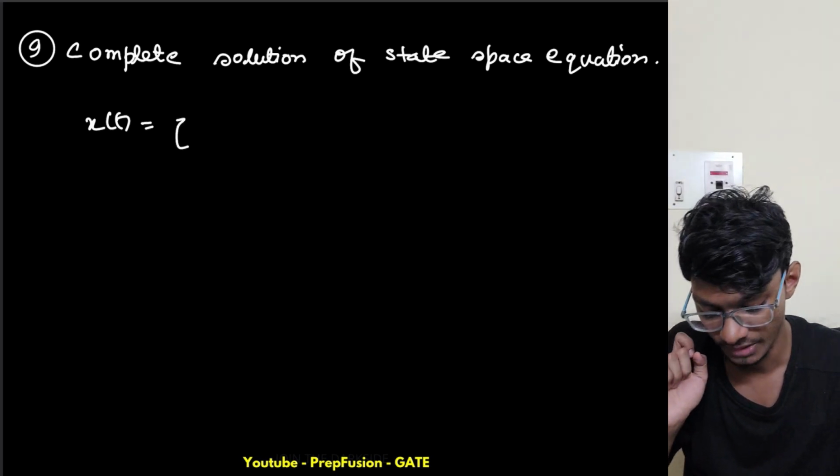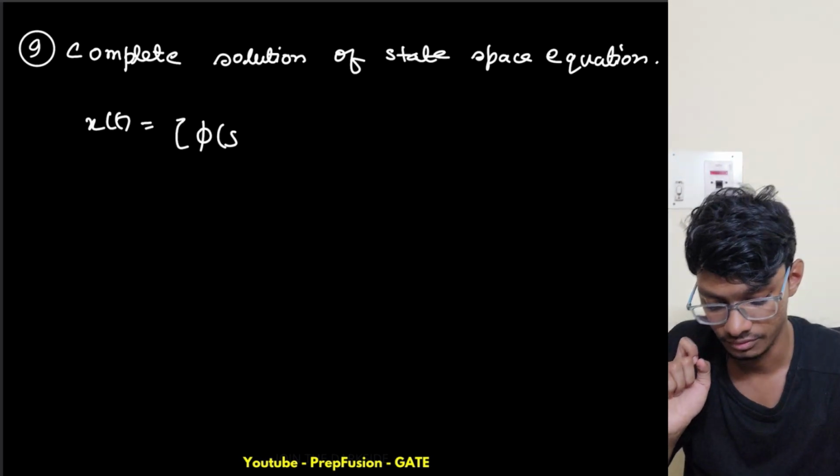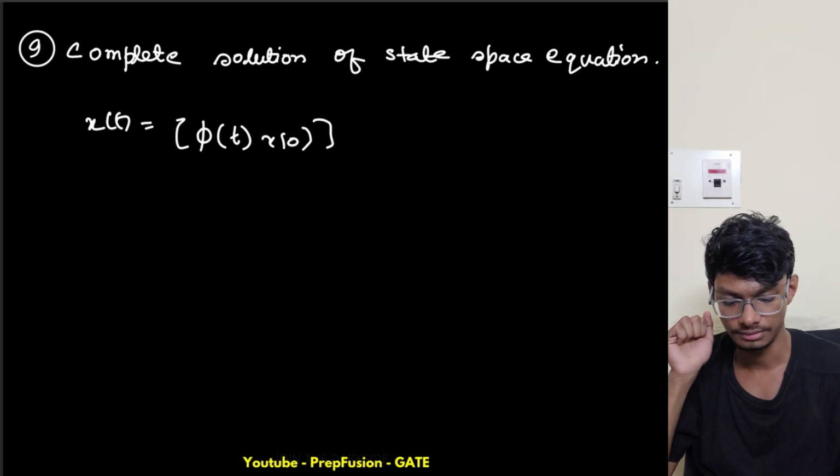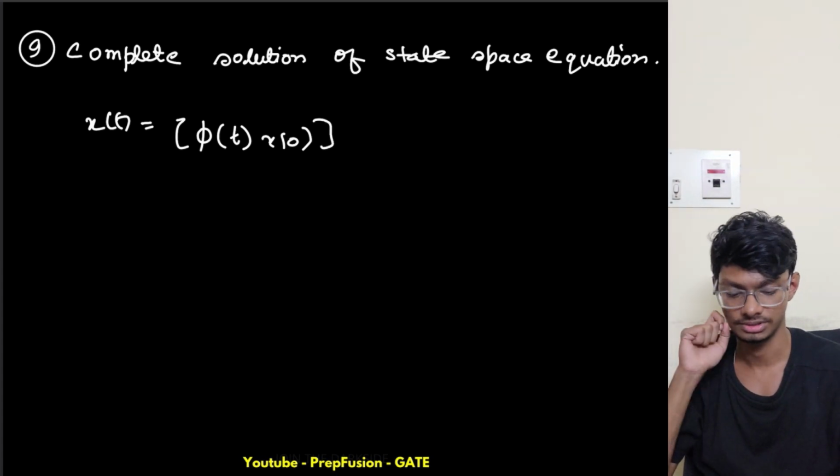What was x(t) equal to? x(t) equals phi of t times x of 0, right? Then what is the order of this one? This is n cross 1.